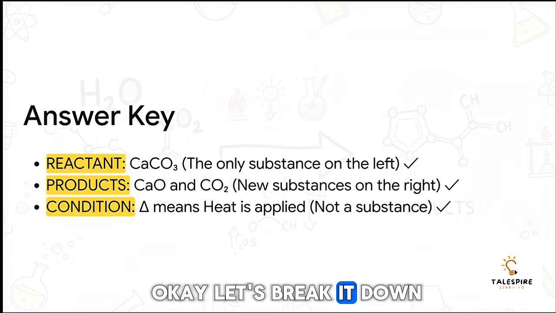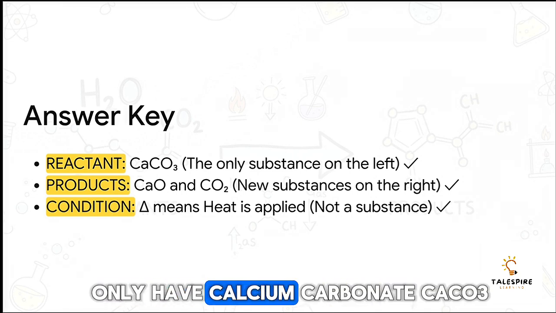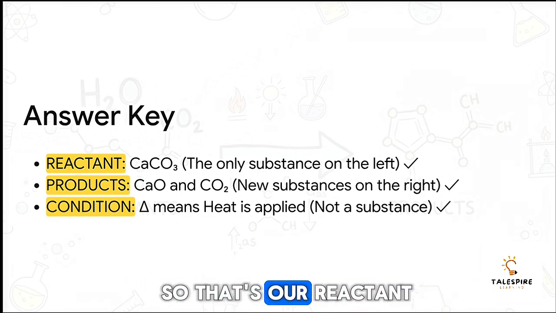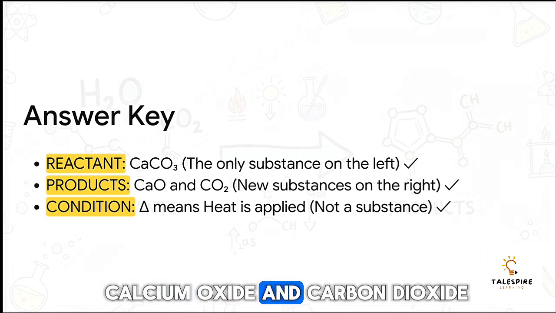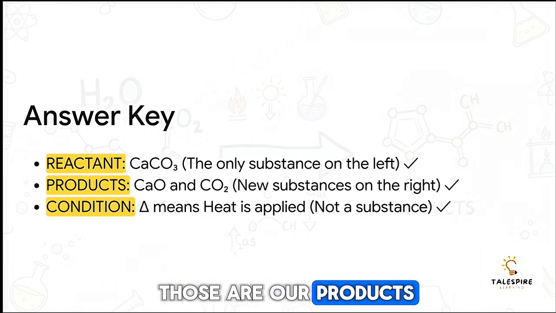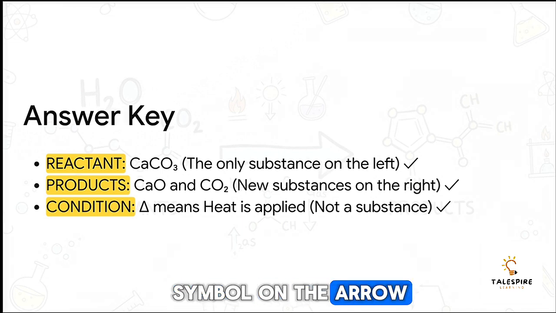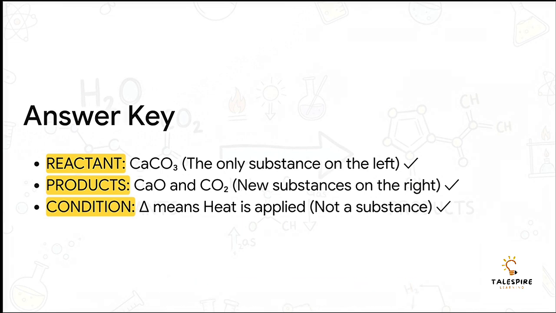Okay, let's break it down. On the left, we only have calcium carbonate, CaCO₃, so that's our reactant. On the right, we have 2 new substances, calcium oxide and carbon dioxide. Those are our products. And that little delta symbol on the arrow, that's just a shortcut for heat is applied. It's a condition, not a reactant. If you got that right, you've officially mastered the arrow rule.